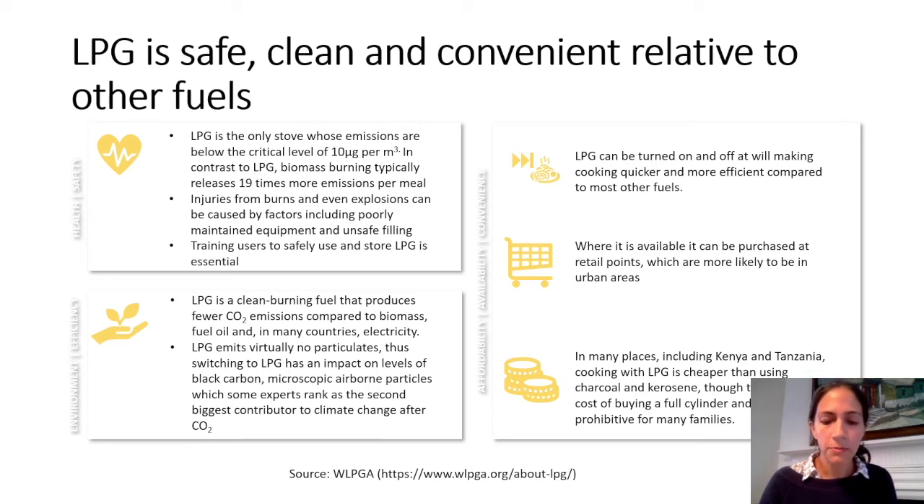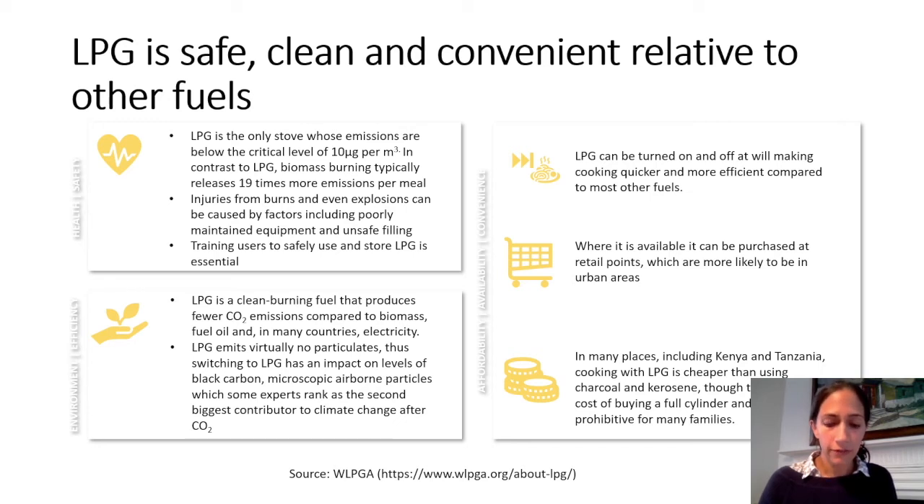Household air pollution from smoke from coal and biomass results in 1 death every 16 seconds, mostly women and young children. LPG is the only stove whose emissions are below the critical level of 10 parts per cubic meter. In contrast to LPG, biomass typically releases 19 times more emissions per meal. Improper use of LPG can cause injuries from burns and even explosions from factors including poorly maintained equipment and unsafe filling. Training users to safely use and store LPG is essential, as is proper regulation of equipment and storage facilities.